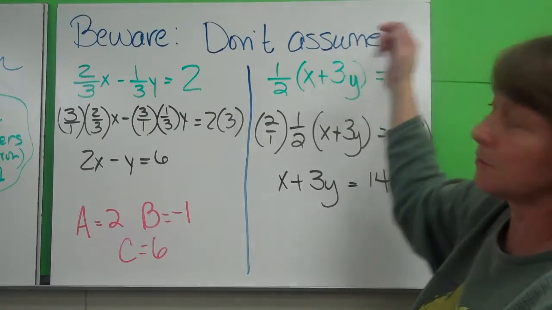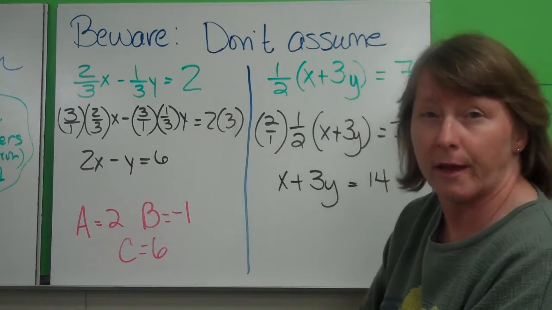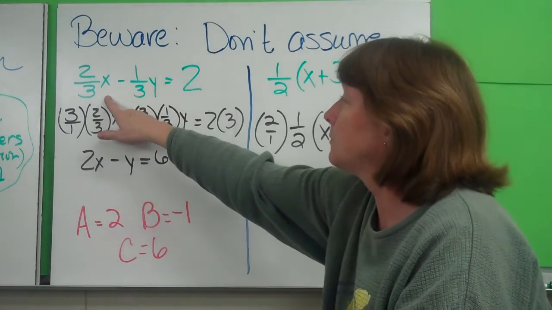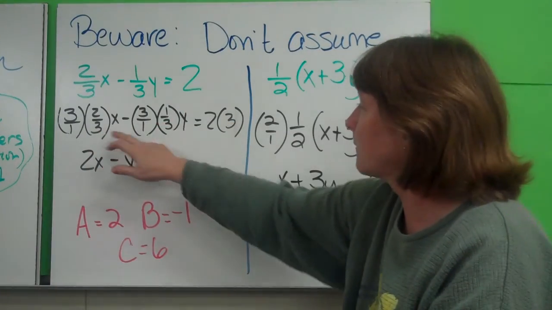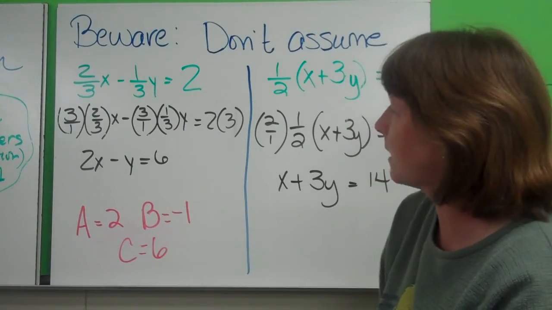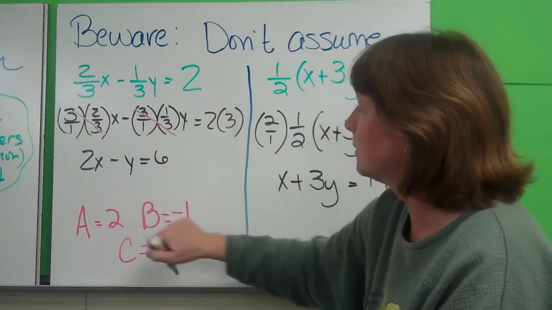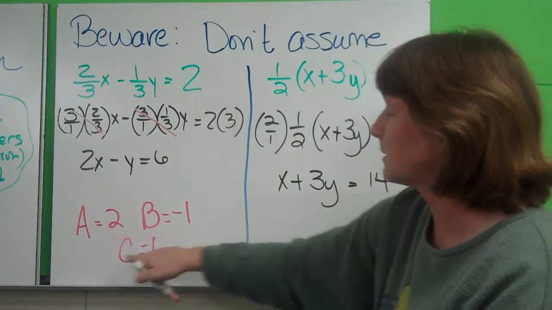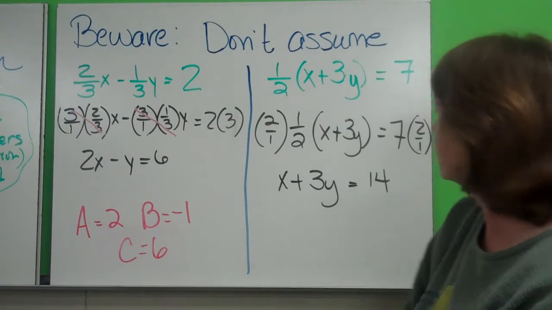Beware, don't assume just because there's fractions in it that it's not linear. Try to work the fractions out first. We have 2/3 x minus 1/3 y equals 2. If we multiply every term, the property of equality says we have to multiply all the terms by 3. These cancel, so you're left with 2x minus y equals 6. So your a is 2, your b is negative 1, and your c is 6.